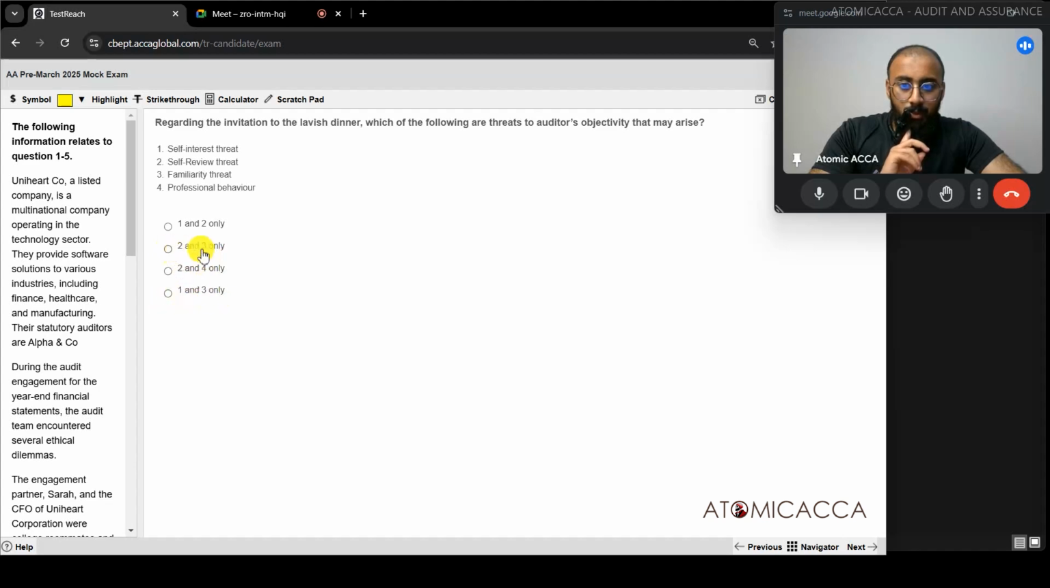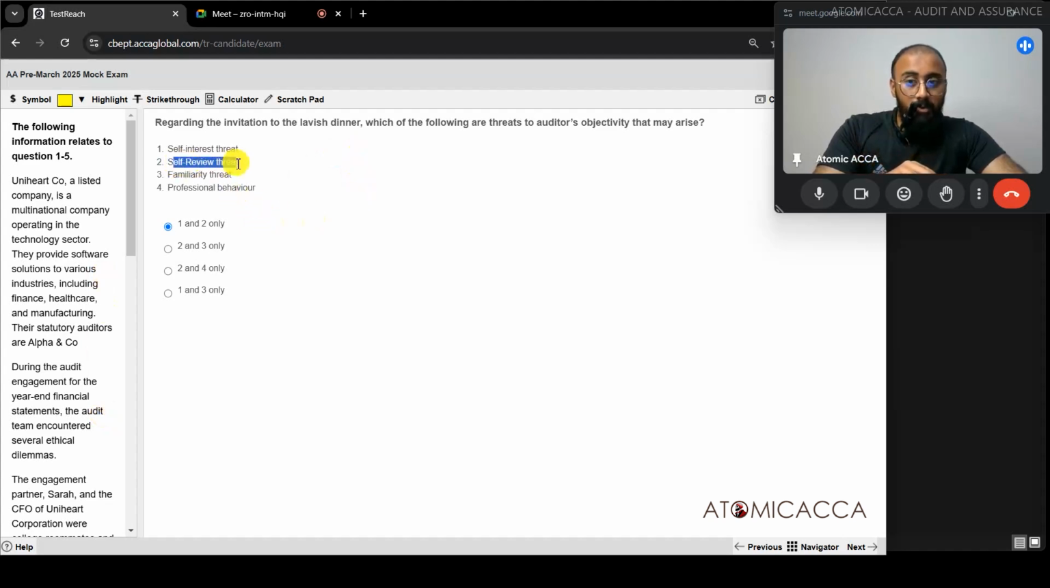So 2 and 3 is not going to work, 2 and 4 is not going to work. So it's either 1 and 2 or 1 and 3, which means automatically the fourth one is not an answer over here. Now I have to find out whether it's 2 or 3, because I can't choose both. Let's read the second one.